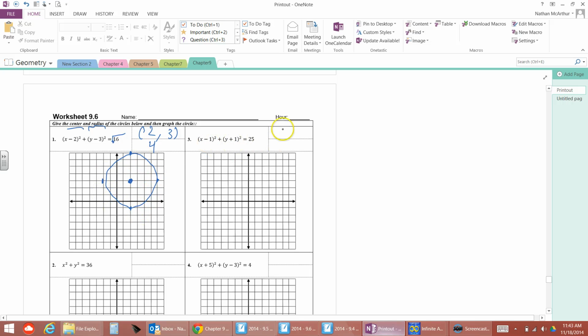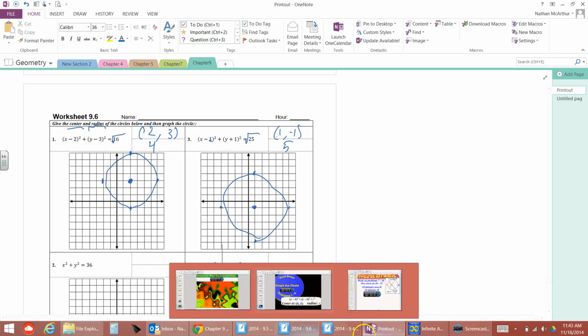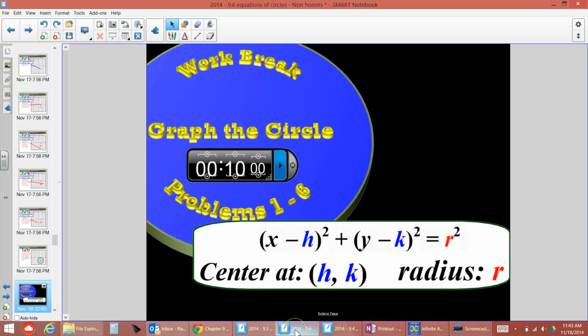Here, if I change the sign, it's going to be a 1, 1 with a negative. So I change this one to be a 1. I change this one to be a negative 1. So my center is at 1, negative 1, which is right here. My radius is the square root of 25, which is 5. So I count right 5, up 5, left 5, 1, 2, 3, 4, 5, and down 5. And I kind of sketch in my circle. It's a terrible circle, but it makes sense. So that is that portion.